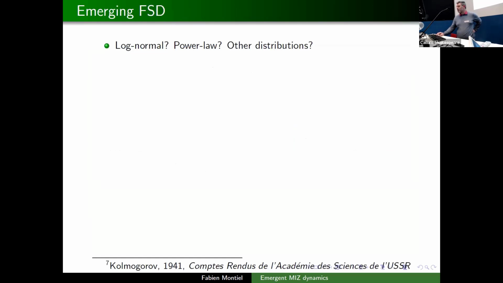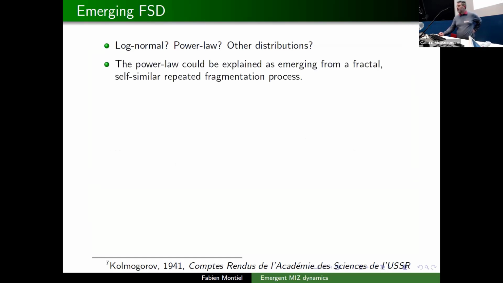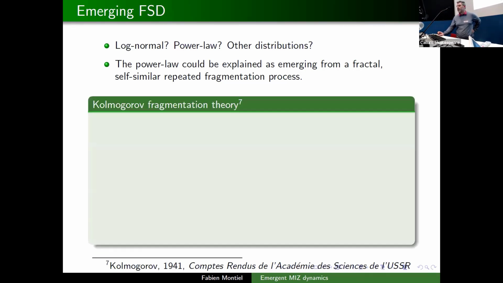So log normal, power law, what is it? Or is it maybe another distribution as well? So the power law could be explained at least by some simple fractal, self-similar, repeated fragmentation process I mentioned earlier. What about the log normal? Can it be explained like that? And it turns out it can, and it's not new.